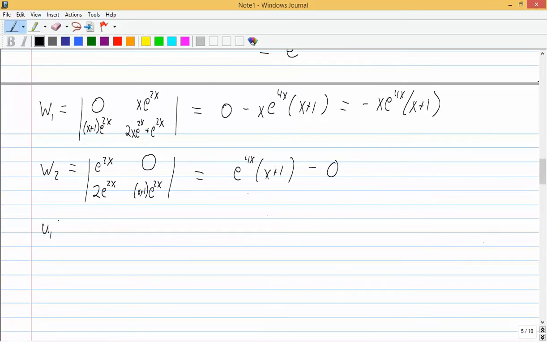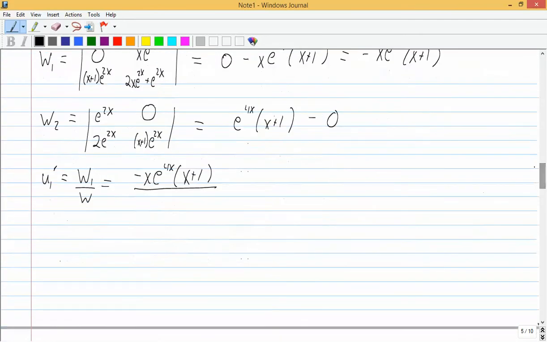Alright, so now we can find u sub 1 prime. U sub 1 prime is Wronskian sub 1 divided by the Wronskian. So Wronskian sub 1 was negative x e to the 4x times x plus 1, divided by the Wronskian up here, which was e to the 4x. And so usually when you do that, you're going to have some stuff cancel out. And so you see this and this cancels out.